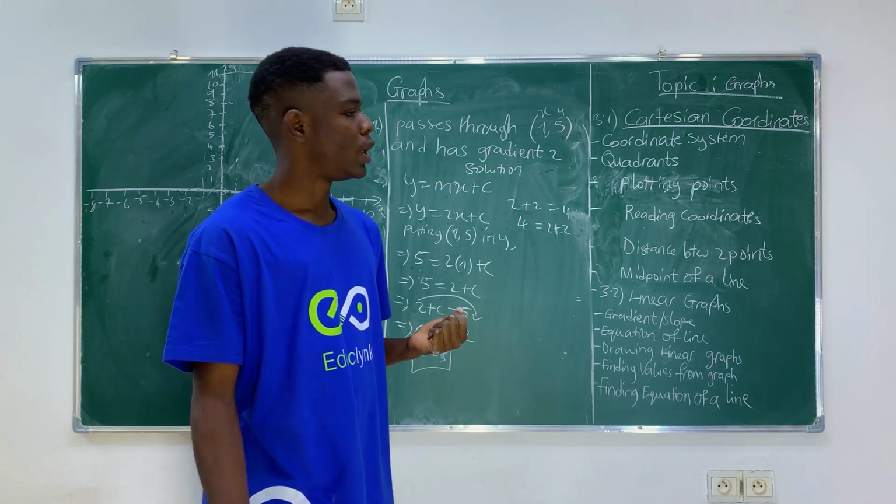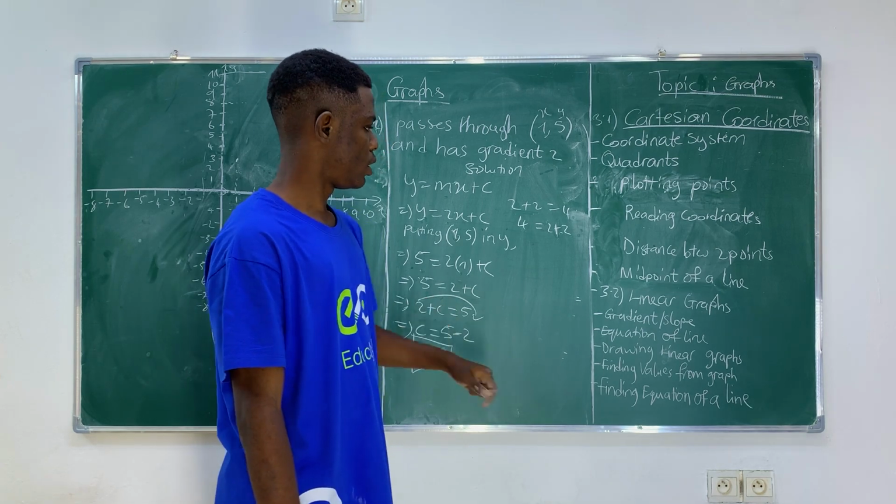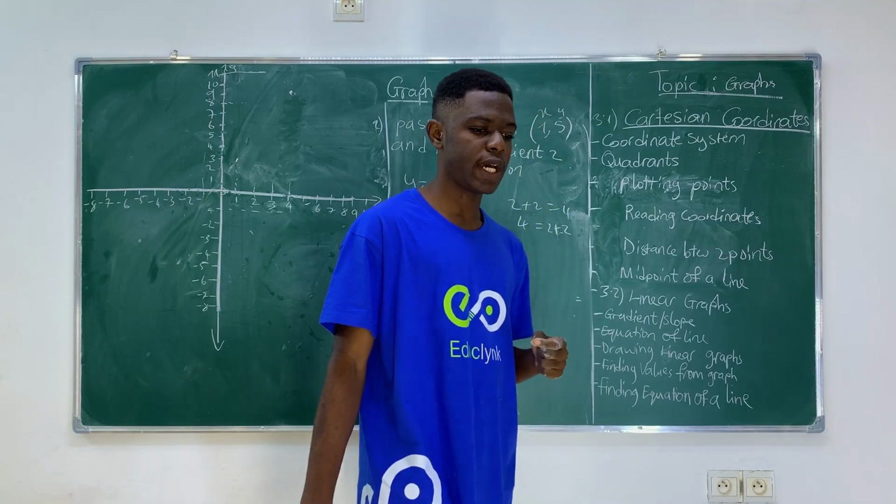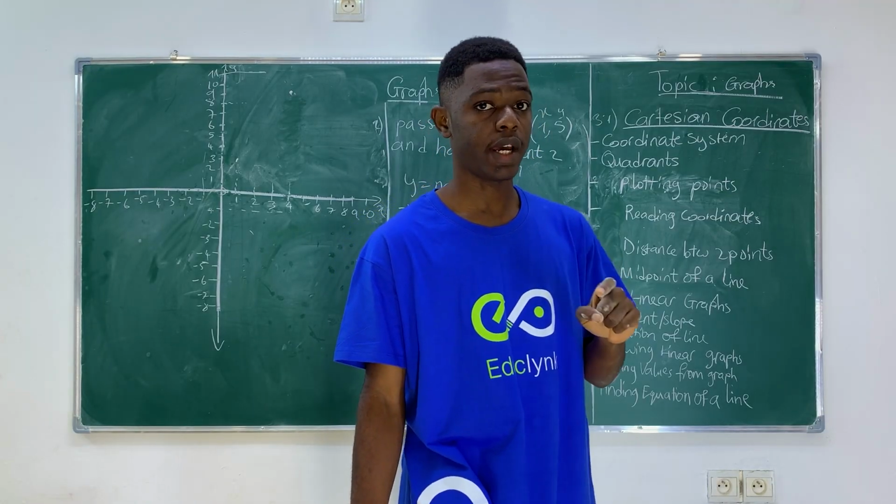So just like that, we are done with 3.2 linear graphs. After this, we are going to dive into distance-time graphs.